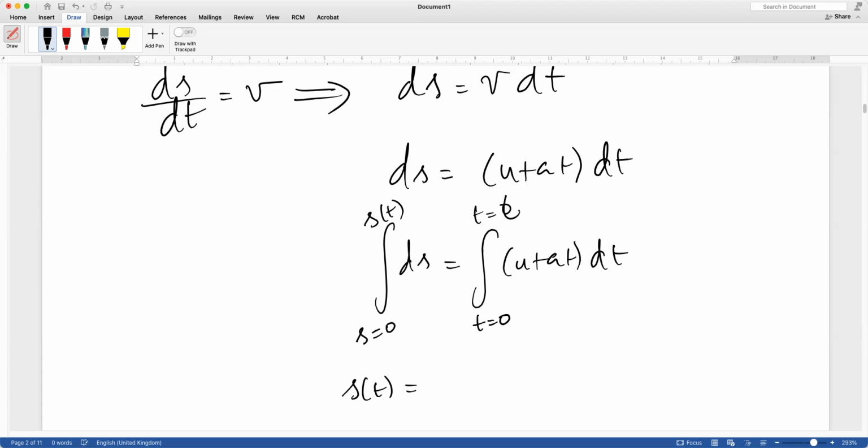Okay, this is equal to t. Sorry, you should have corrected me. Okay. So this becomes ut plus half of at square. Is it okay? Makes sense to you?